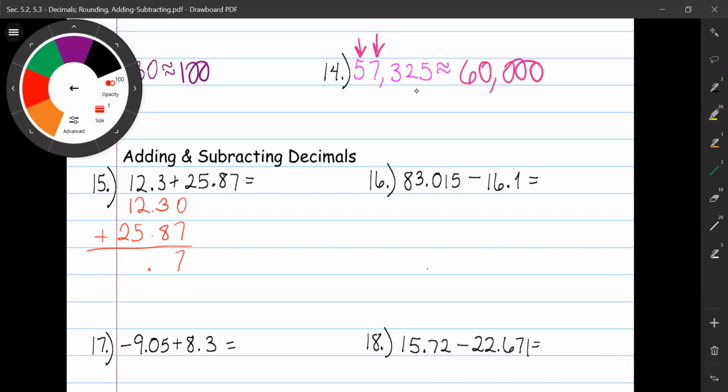So 0 plus 7 anyway is 7. And then 3 plus 8 is 11. So put down a 1 and carry a 1. And then 5 plus 2 plus 1 will be 8. And then 1 plus 2 is 3. So the answer is 38.17.